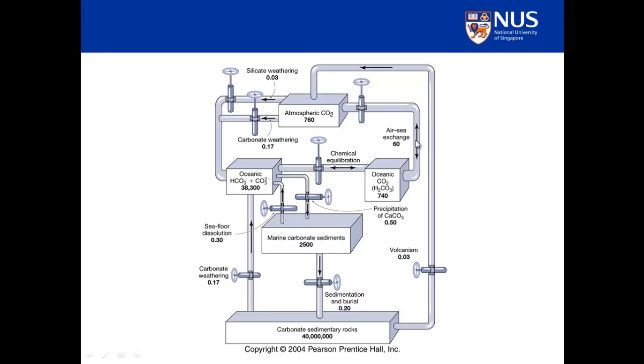This is bidirectional. We're having the conversion of oceanic carbon dioxide in the form of carbonic acid into atmospheric carbon dioxide. This transfer amounts to some 60 gigatons of carbon per year, but there is also a transfer of atmospheric carbon dioxide into the oceanic carbon dioxide, which is of equal magnitude.